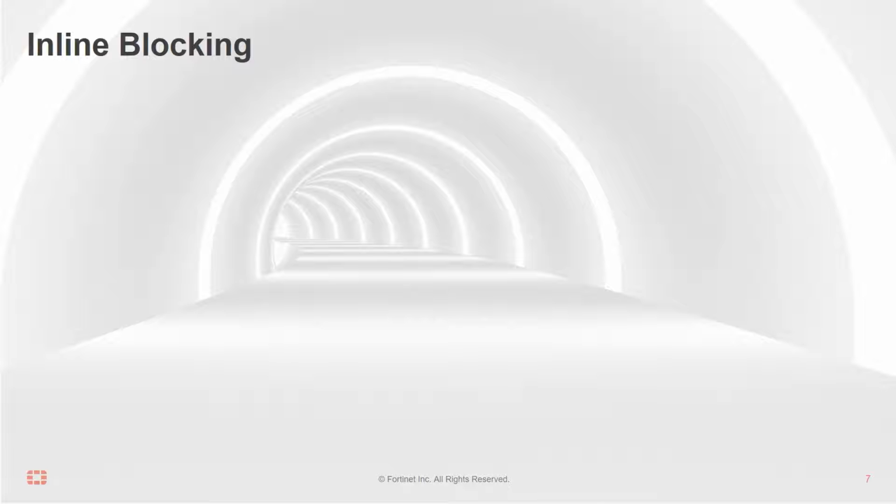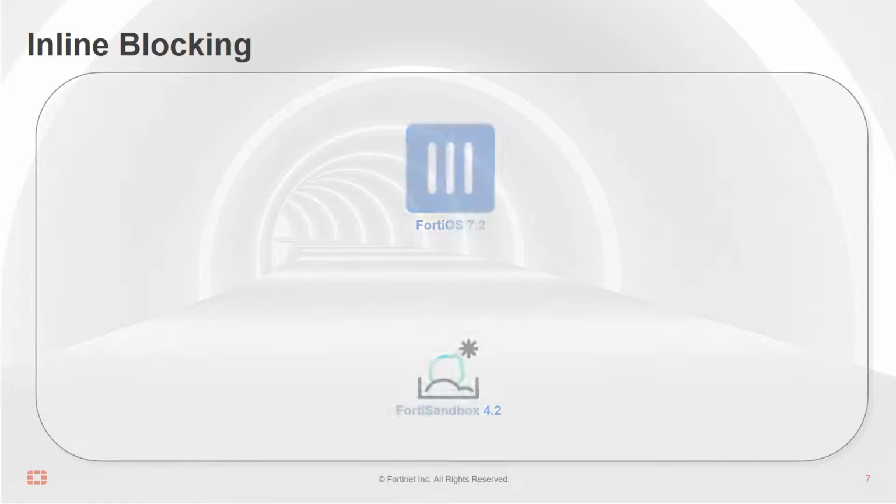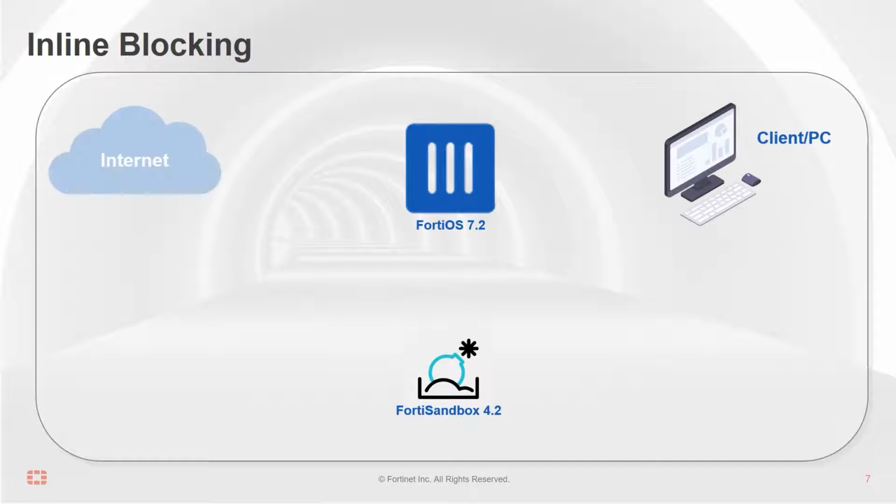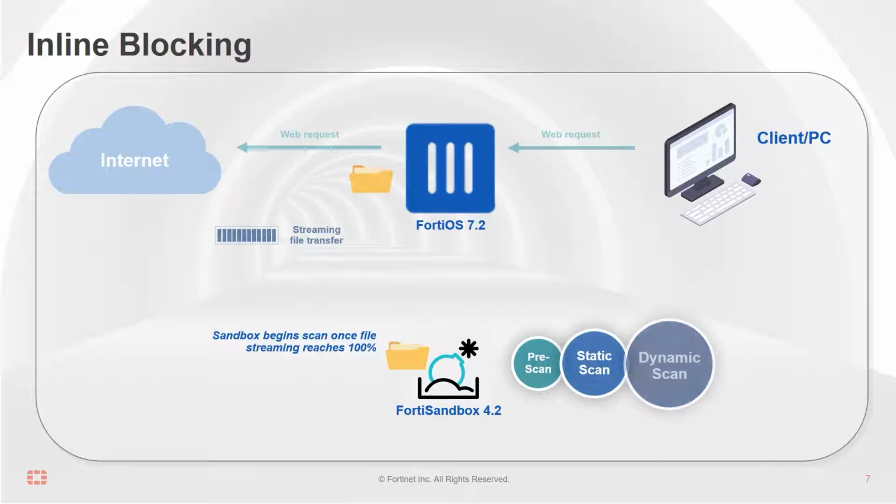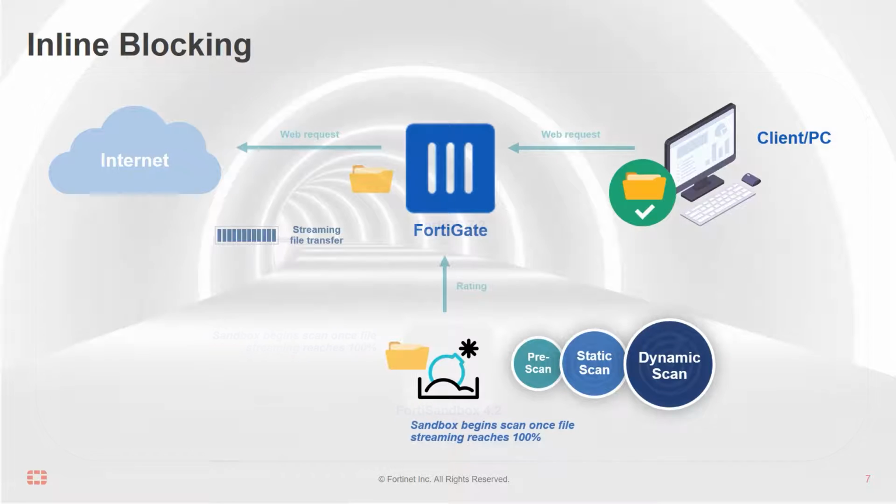The inline blocking is a combined feature of the FortiSandbox 4.2 and recently released FortiGate FortiOS 7.2. The FortiGate downloads the file via streaming. It essentially proxies the file. At the same time, the file is uploaded to the FortiSandbox via streaming. Once the complete file is received by the FortiSandbox, it goes through the different stages to provide the rating. The pre-scan and static scan stages can handle the majority of the files in only a few seconds. That means the end user will likely not observe the additional delay.